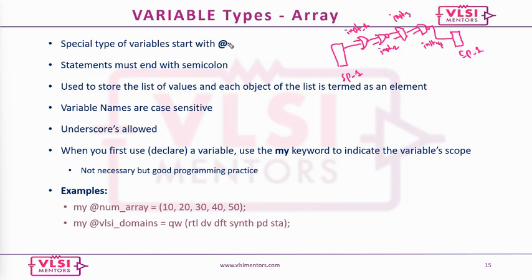You might end up storing many elements in an array. Or say you might have an array where you want to get a list of inverters available in libraries, etc. So you will end up having more than one element, and we use the array syntax in such situations. Now the next one: statements must end with a semicolon. It doesn't matter whether it's scalar or array or anything else, they always have to end with a semicolon, and arrays are used to store a list of values, and each object of the list is termed an element.